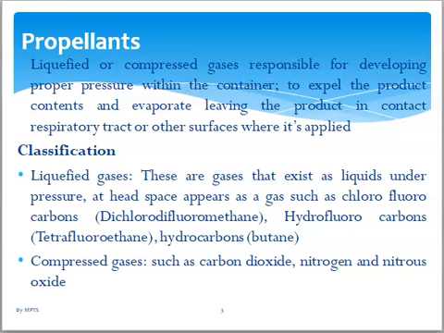They are classified as liquefied gases, of course, these are the ones. We have the four liquefied gases. These are gases that exist as liquids under pressure and as gas at the head space. Now, the chlorofluorocarbons cause the greenhouse effect. We also have the hydrofluorocarbons, tetrafluoroethane, and then the hydrocarbons, propane and butane. However, you can also have the compressed gases, carbon dioxide, and all these other gases.